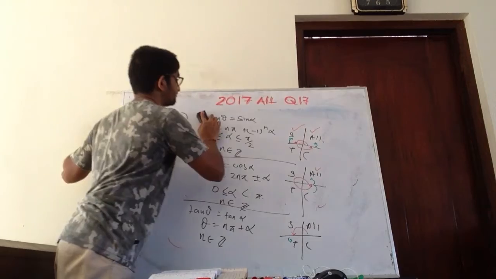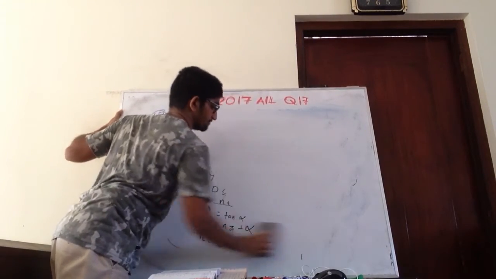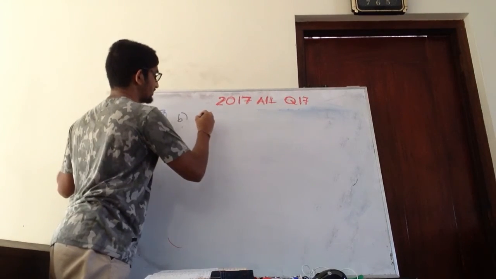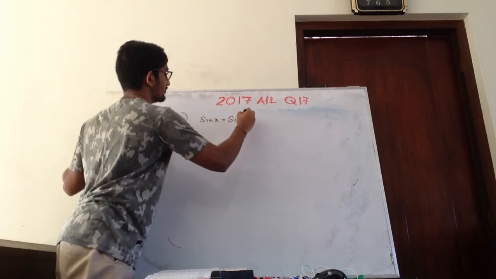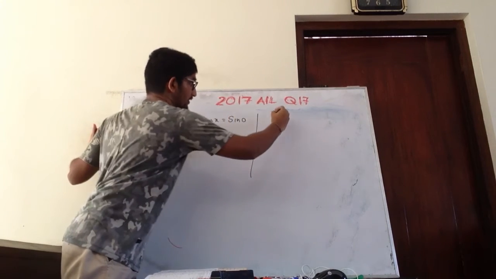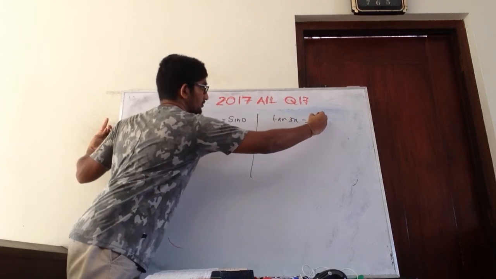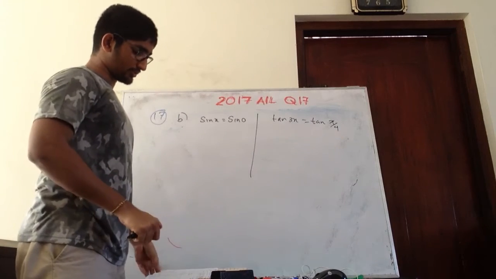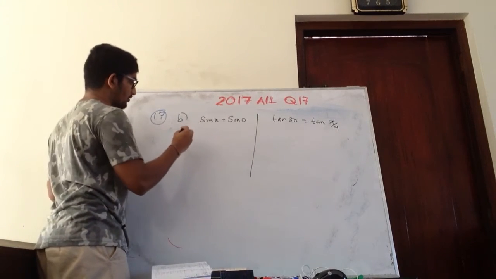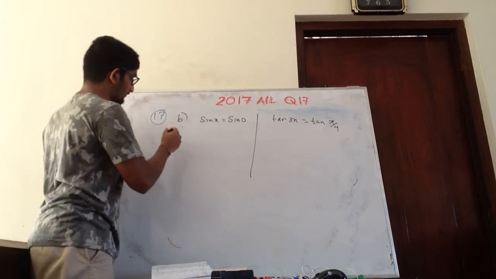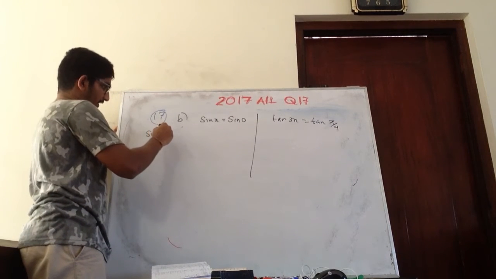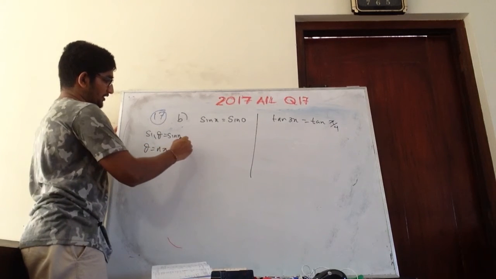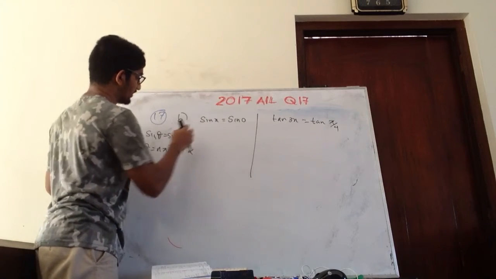All right, so now back to the question. We got sin x is equal to sin 0, and then we got tan 3x is equal to tan pi over 4. So now we need to write the general solutions down. What was the general solution for sin theta equals sin alpha? That was theta equals n pi plus minus 1 to the power n alpha.